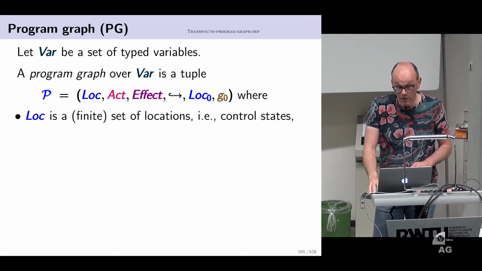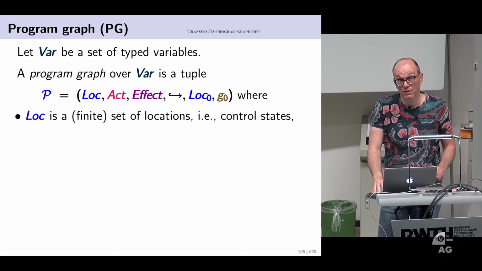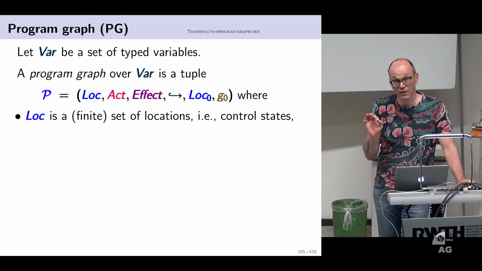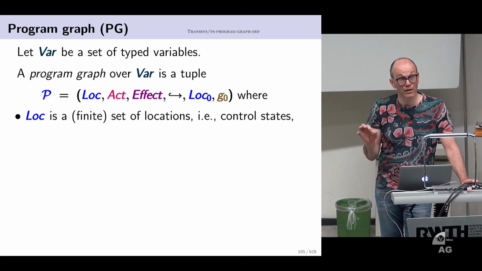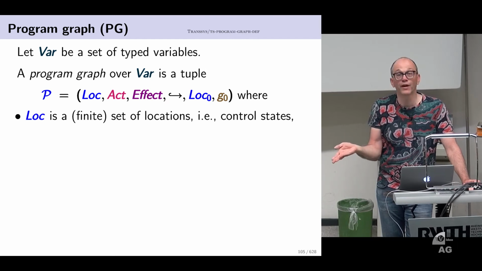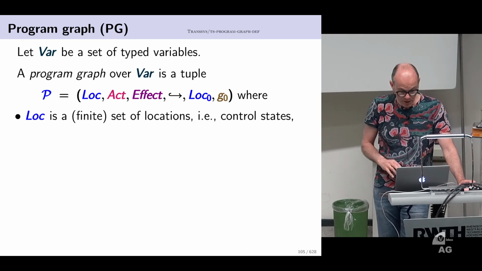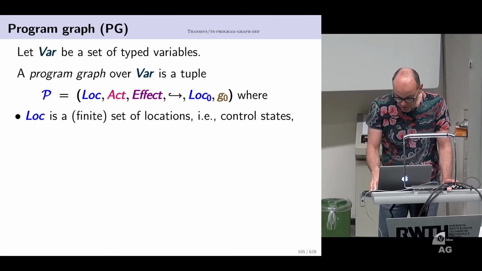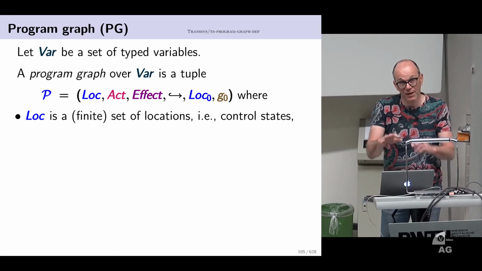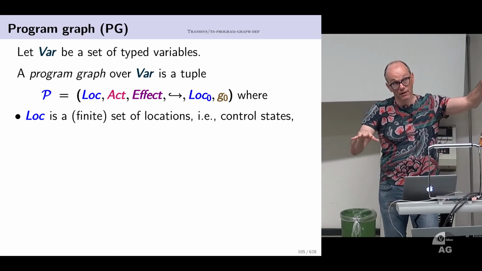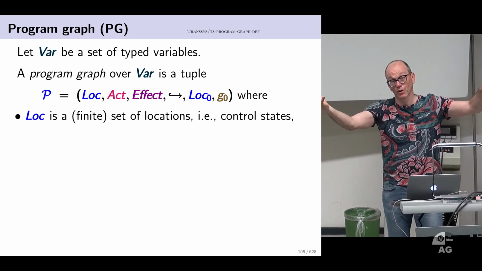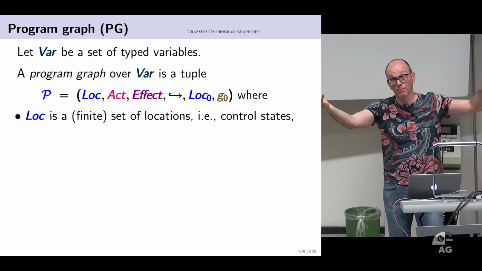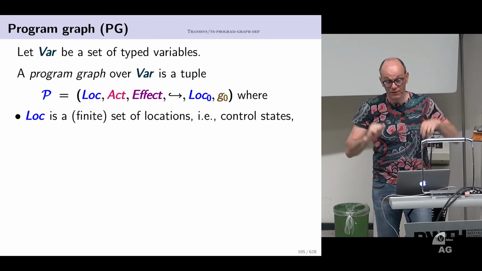So formally, Loc is a finite set of locations. A transition system may have a countably infinite number of states, but a program graph always has a finite set of locations. Why is this? Because a program is finite. It has a finite number of lines, period. We can also call them locations, and you can think about locations as control states. But I would like to separate the two things. Locations are the inputs of a program. States are the semantics of a program. They tell you the program location plus the values. These are two different concepts, right?